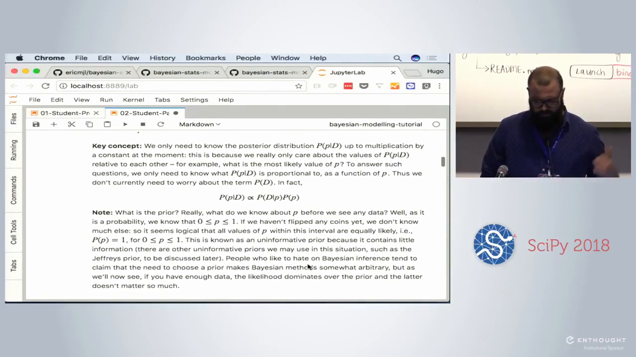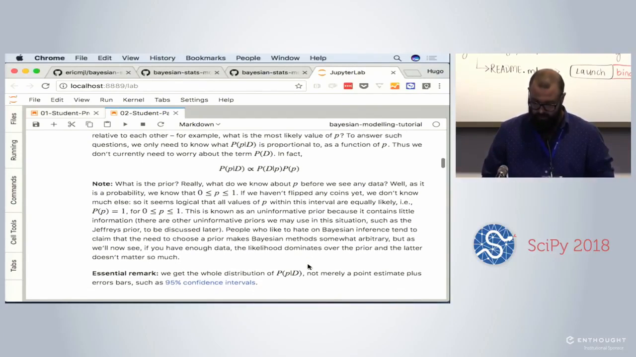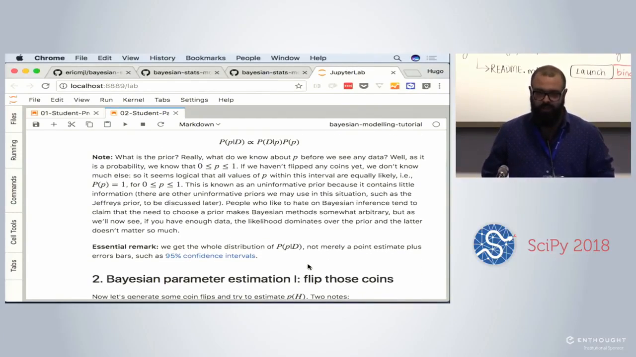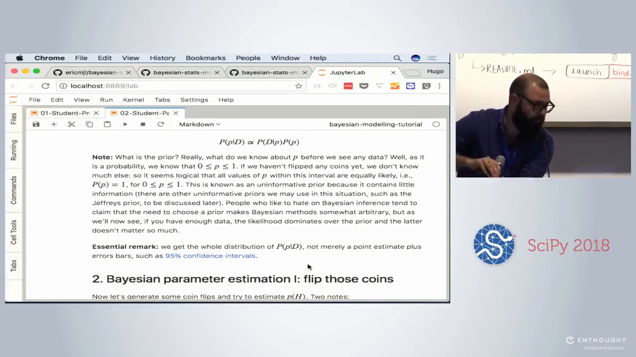Then once again, a key concept is that we only need to know the posterior up to multiplication by a constant at the moment. There are some times when you actually do need more. Now, when thinking about the coin flip, okay, so actually I'm going to write this up as well.